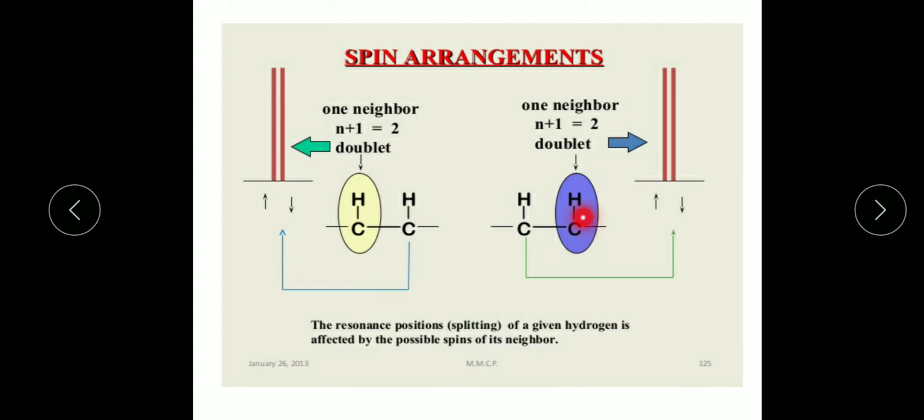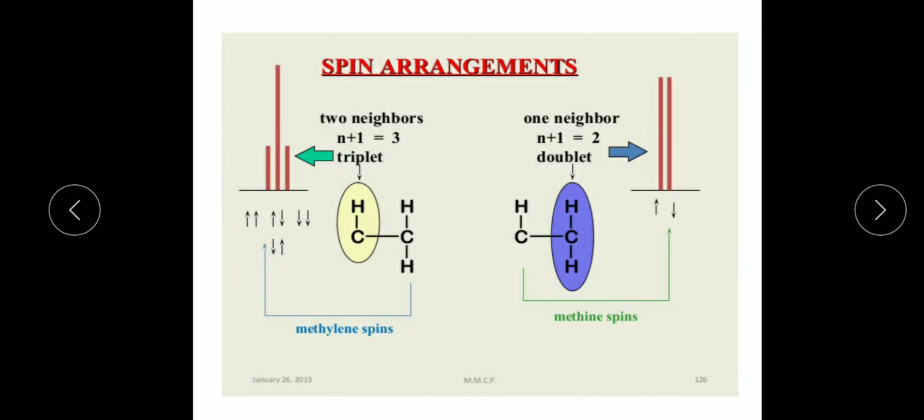And if you see the signal for this proton, how many adjacent protons are there? One. So n plus 1 equals 2, a doublet. So the signal for this proton is a doublet. The signal for this proton is also a doublet. Okay, and some more examples. For this proton, how many adjacent protons are there? Two neighbors. So n plus 1, 2 plus 1 equals 3. So you will get a triplet for this proton.